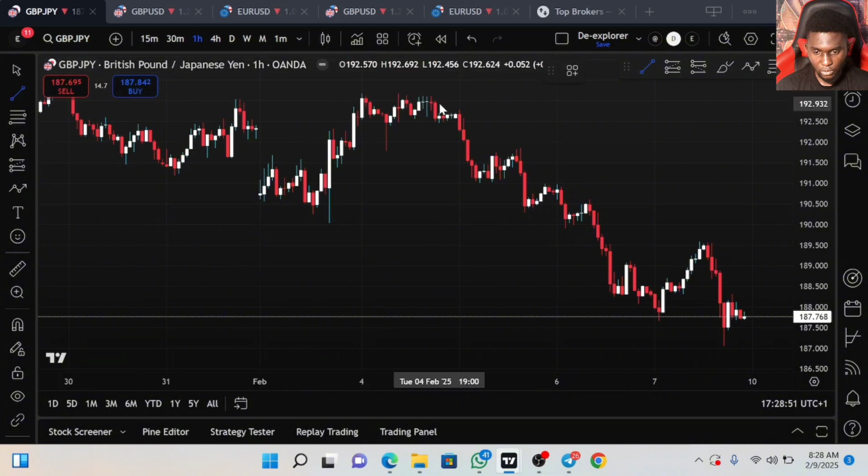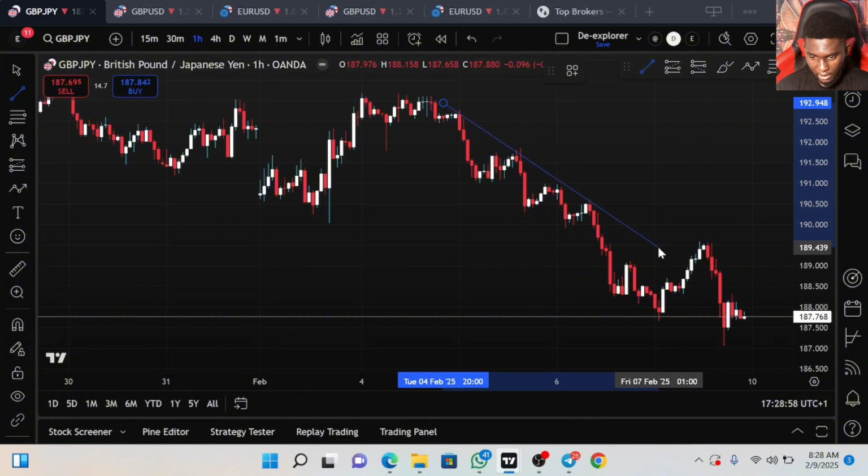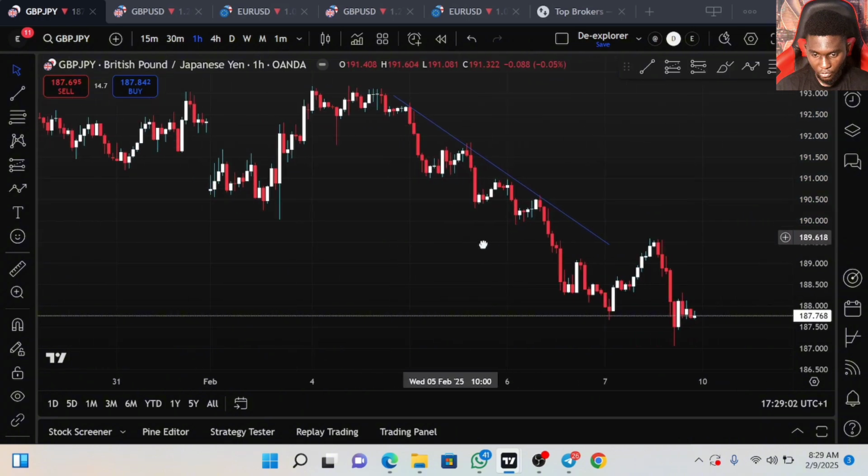Retail traders do use trend lines, but I don't use trend lines. If you actually use a trend line and say this is a downtrend, that is basically used by retail traders.